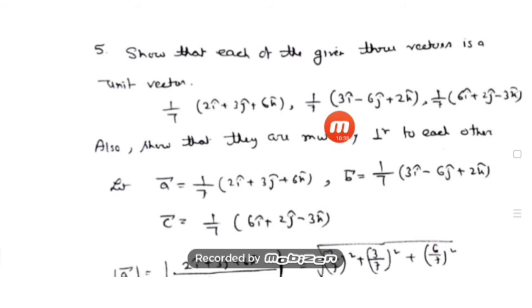Now go to the next question. Show that each of the given three vectors is a unit vector. Here these three vectors are given. You have to show that each of the given vectors is a unit vector. It means this is a unit vector, this is a unit vector, and this is a unit vector. That is your aim to show.